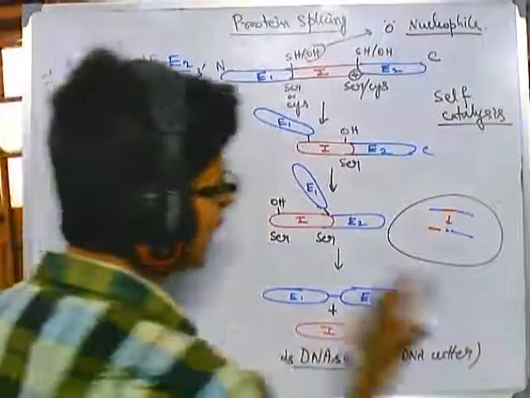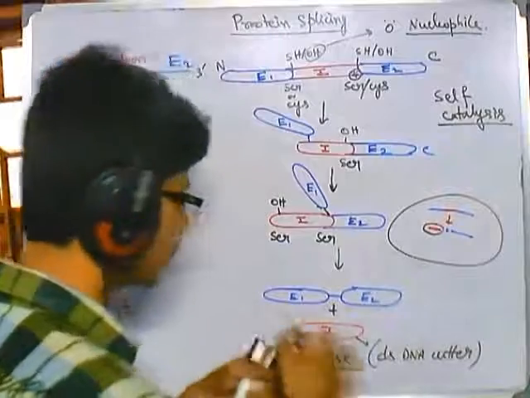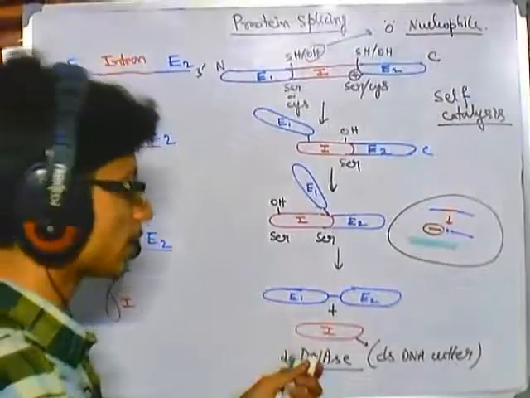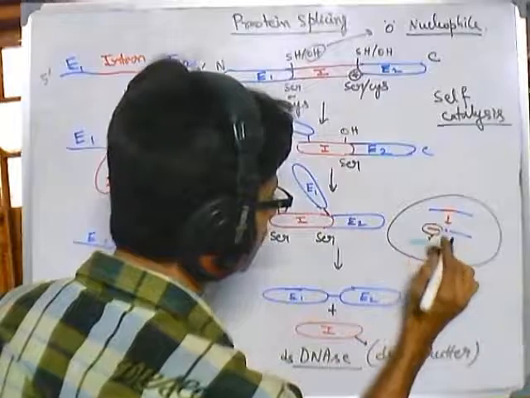Now this intein acts as the DNA cutter. Here is a DNA. Let me draw the DNA in green color. Here is the double-stranded DNA sequence. Now this intein can go and cut this DNA sequence. So what it creates is a double-stranded break.